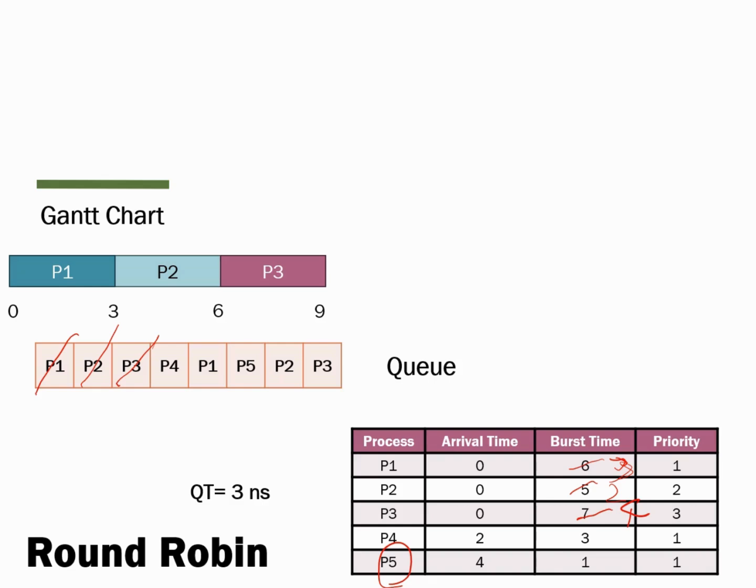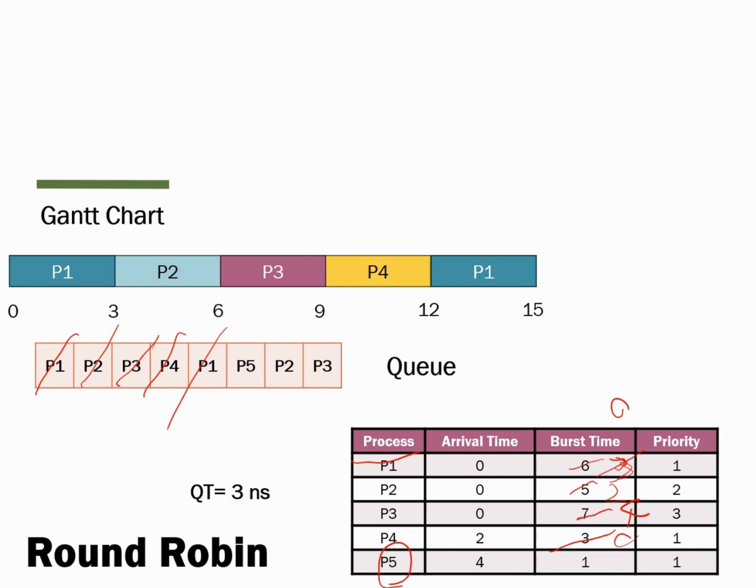After that, based on the queue, at the beginning of the queue, we have P4. So between 9 to 12, P4 needed 3, and QT also is 3, and after that it is finished. So P4 is finished, no need to add it to the end of the queue. After that, we need to schedule P1. So P1 got another 3 nanosecond from the beginning of the queue, and is completed also. Till now, P1 and P4 are completed.